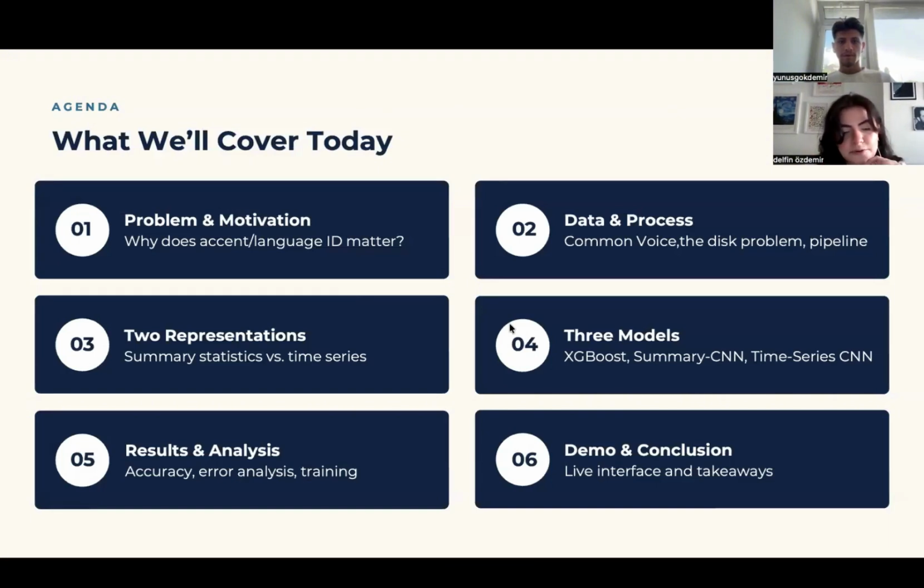So here's how we present our project today. We'll start with the problem and why it matters, then talk about the dataset and the real obstacle we hit along the way. After that, I'll explain the two different ways we represented our audio data. And this part is really the heart of the project. Then Yunus will walk you through the three models we built, our numerical results, and the error analysis, and finally a live demonstration. And let's begin.